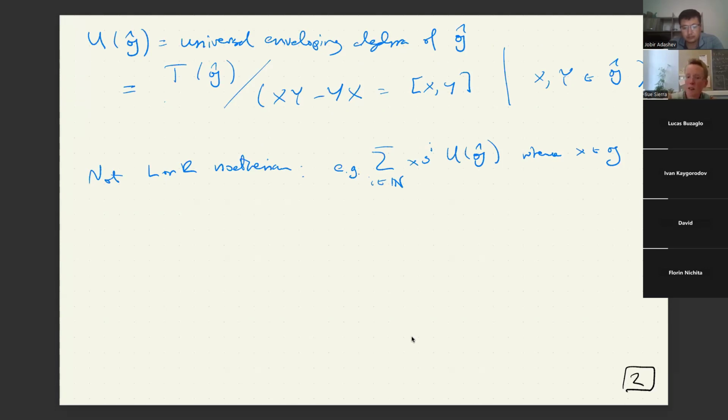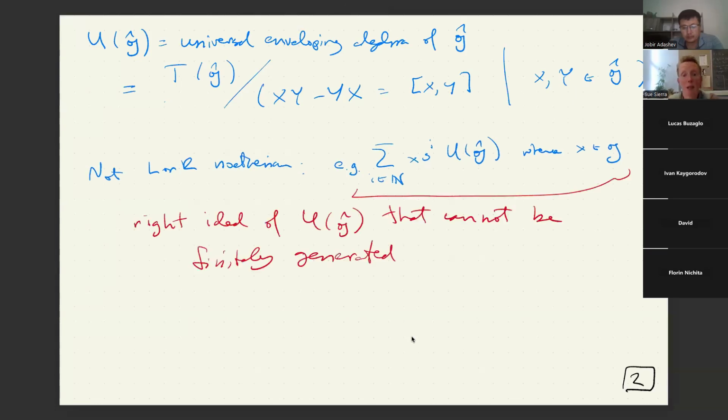And if I take an infinitely generated right ideal of that big polynomial ring and then just multiply up to get a right ideal of the enveloping algebra, it continues to be infinitely generated. So this is an example of a right ideal of the enveloping algebra of G hat that cannot be finitely generated. So there we're proving that U of G hat is not right Noetherian. And similar examples, of course, work on the left.